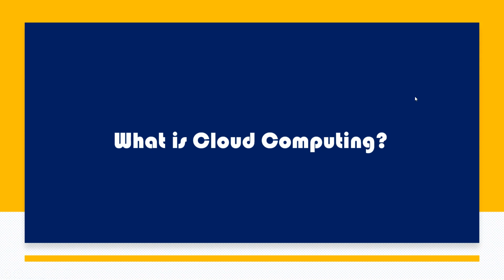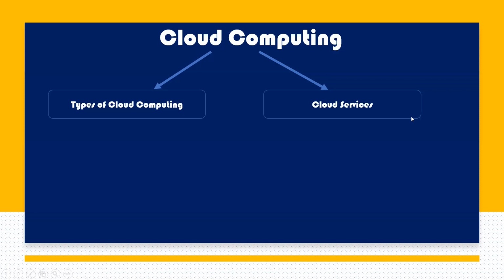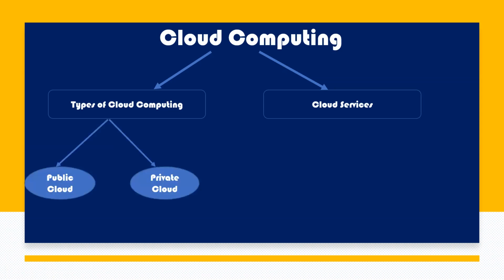Okay, fine. Now, what is cloud computing? We got an idea why cloud computing, and now we are going to see what cloud computing is. There are two categories: types and cloud services. There are three types of cloud computing: public cloud, private cloud, and hybrid cloud.